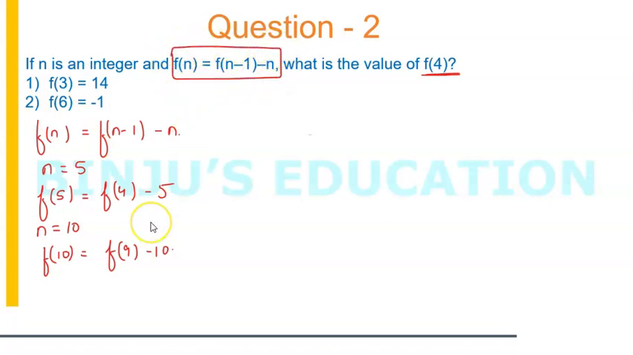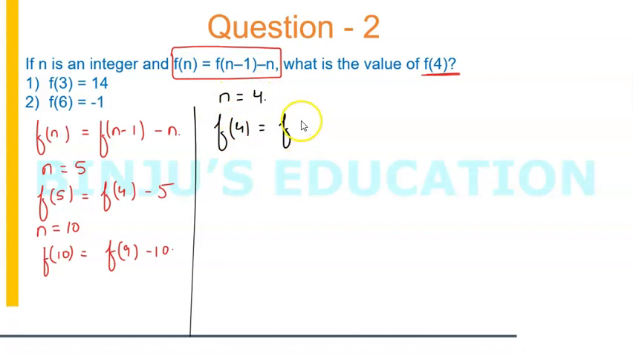Now we need to figure out f of 4. If we want to figure out the value of f of 4, there are two things that we can do. One is either we take n is equal to 4. In that case, we will get f of 4 is equal to f of 3 minus 4. Or I can take n minus 1 as 4 also. In that case, n will be equal to 5.